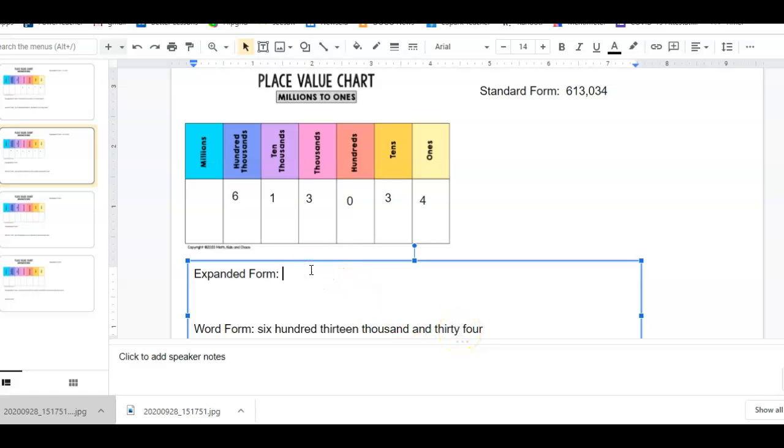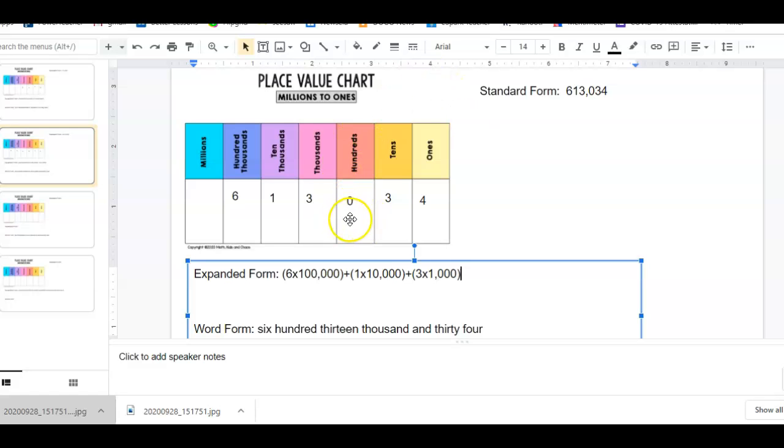And now expanded form. So let's see. What do we have? We'll start off with our 100,000s place. How many 100,000s do we have? 6. So we have 6 times 100,000 plus how many 10,000s do we have? 1, right? 1 times 10,000 plus how many thousands do we have now? We have 3. 3 times 1,000.